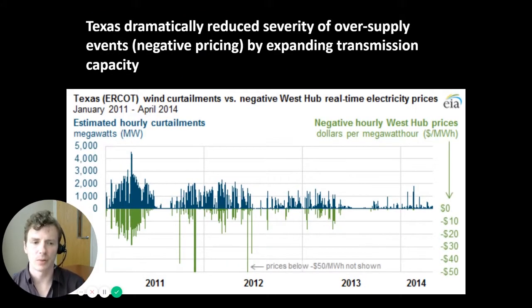And we have some actual evidence that building new transmission capacity helps reduce the frequency and magnitude of oversupply events and negative pricing and curtailment of variable renewable energy. And so that's what this figure shows. The blue lines show estimated hourly curtailments of wind power in the ERCOT or Texas wholesale market, and green shows the negative electricity prices in that same market. And what this shows is a gradual decrease in the frequency and magnitude of curtailment events and oversupply events. And this was caused by an investment in additional transmission capacity.